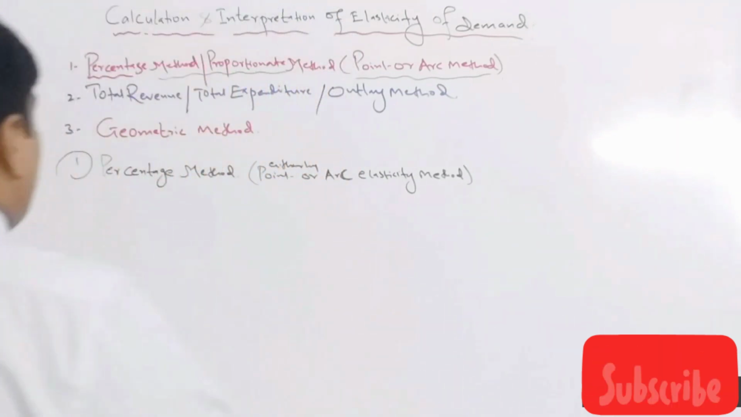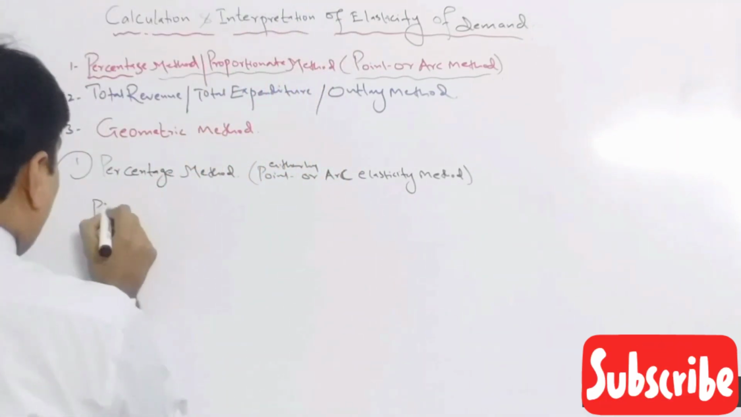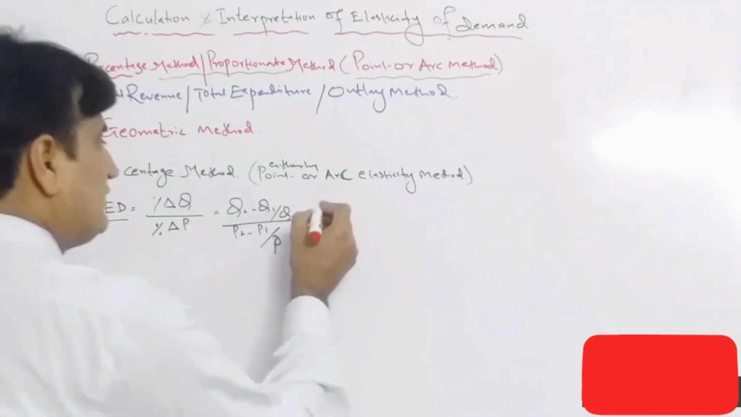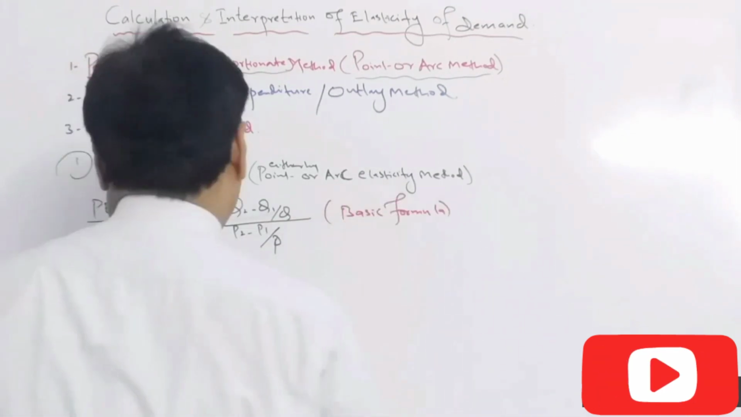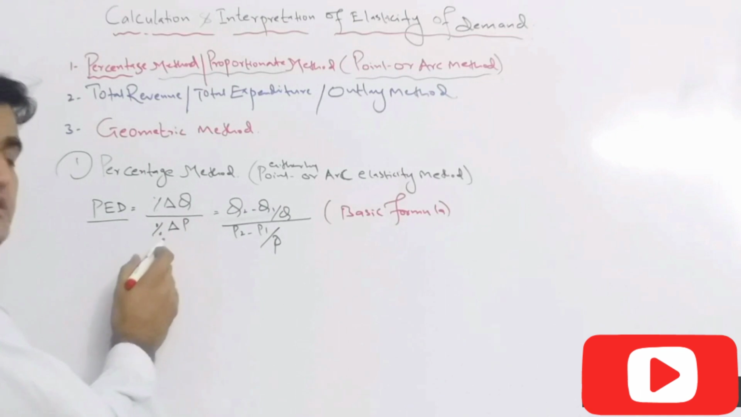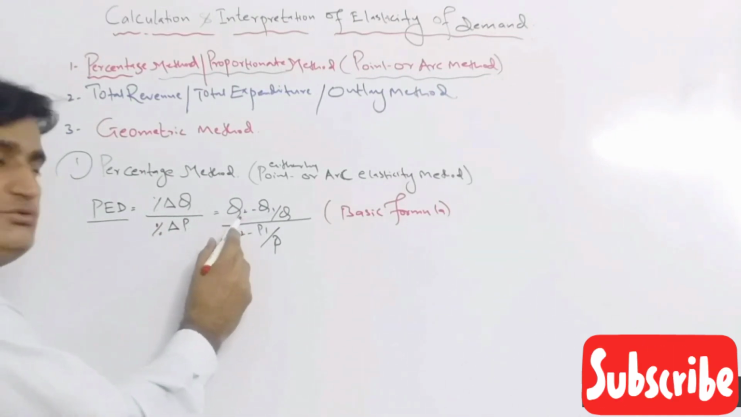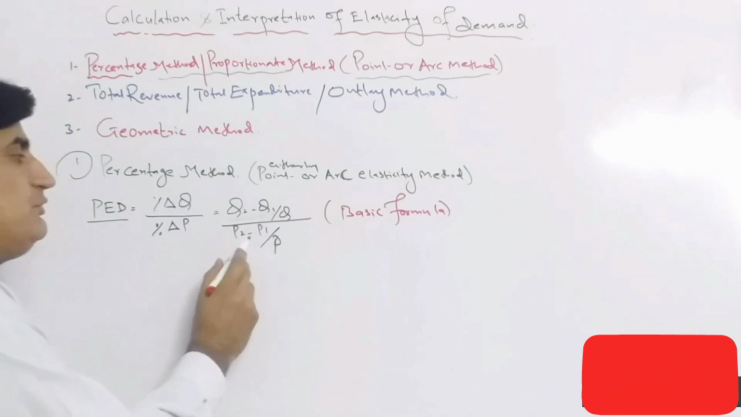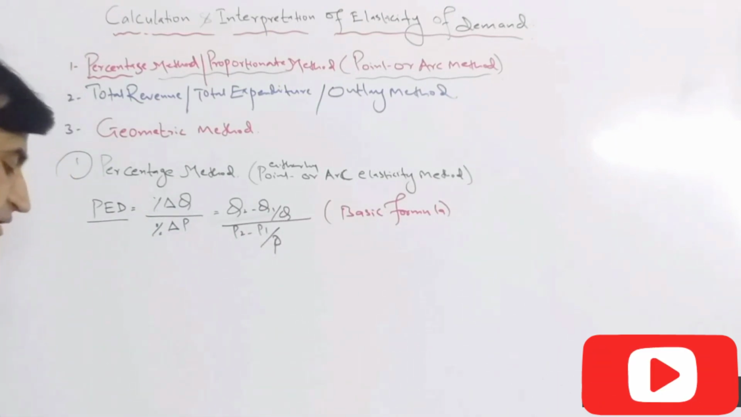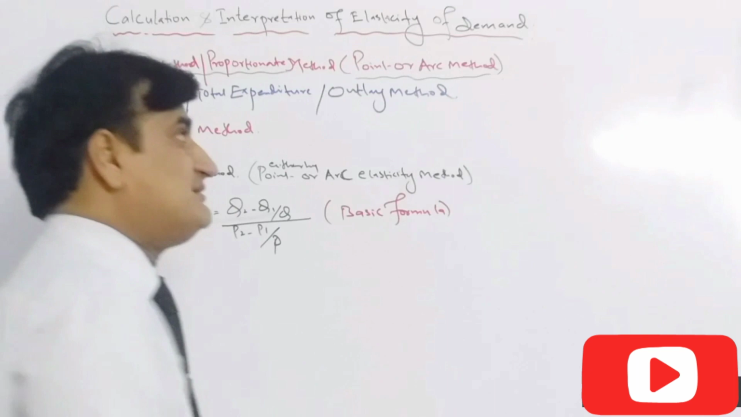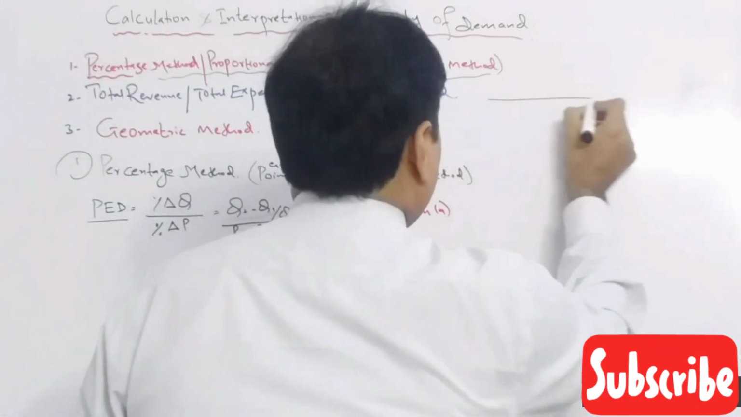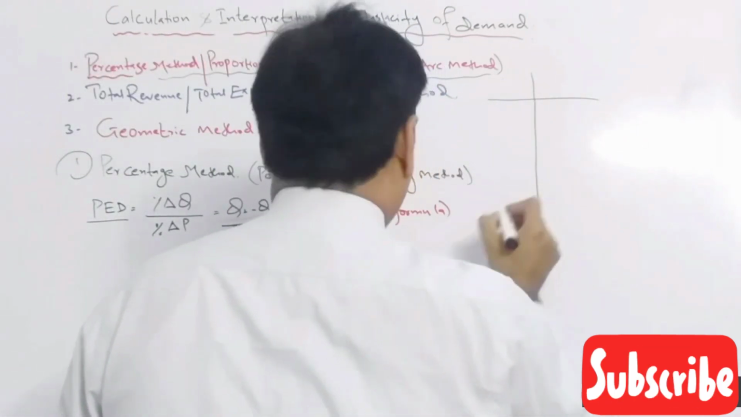So the percentage method formula for the price elasticity of demand, the basic formula, is the percentage change in quantity demanded divided by the percentage change in price, which is equal to (Q2 minus Q1) upon Q, divided by (P2 minus P1) upon P. We are taking an example here and we will calculate the elasticity by different methods.